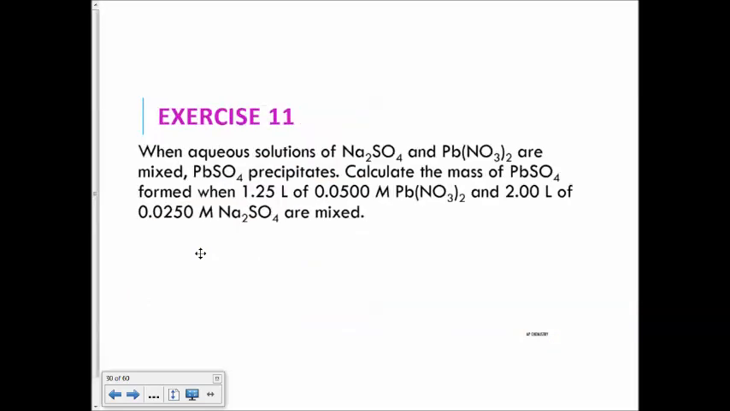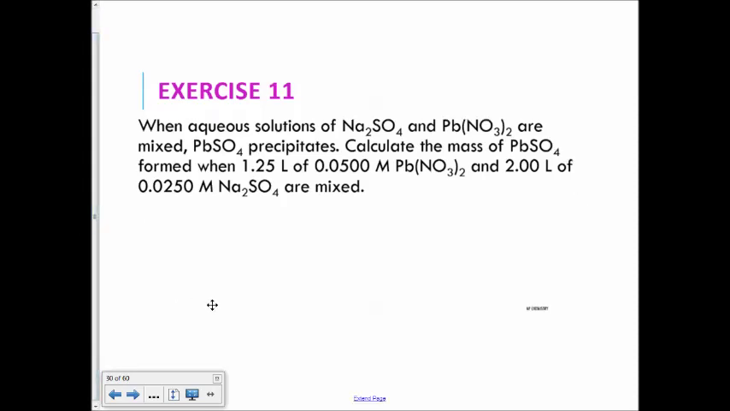Looking at exercise 11. What are we going to do here? Aqueous solutions of sodium sulfate and lead 2 nitrate are mixed, and you get lead 2 sulfate precipitating. Calculate the mass of the lead 2 sulfate formed. Now they're giving you values for the lead 2 nitrate and for the sodium sulfate. When they give you both reactants, what does that tell you to do? It is a limiting reactant problem. You're going to need to work both and figure out which one comes out less so that you know your theoretical yield.